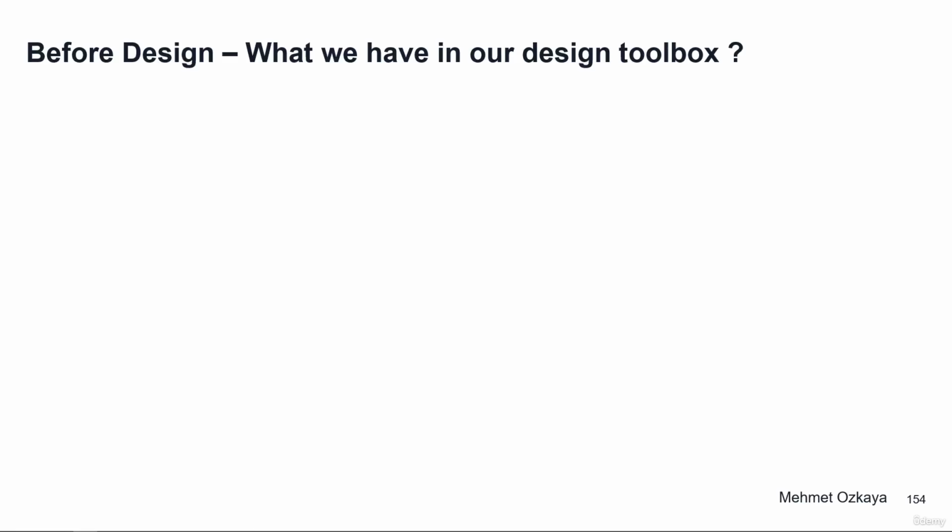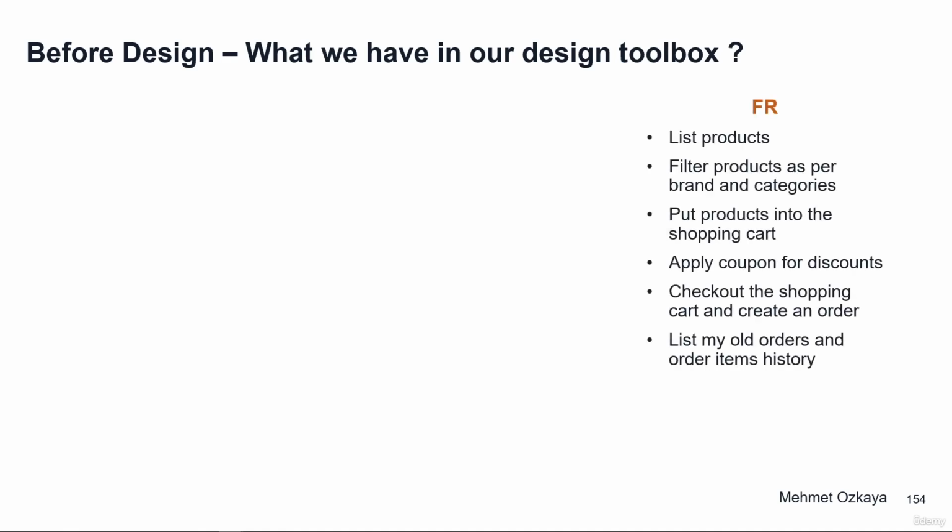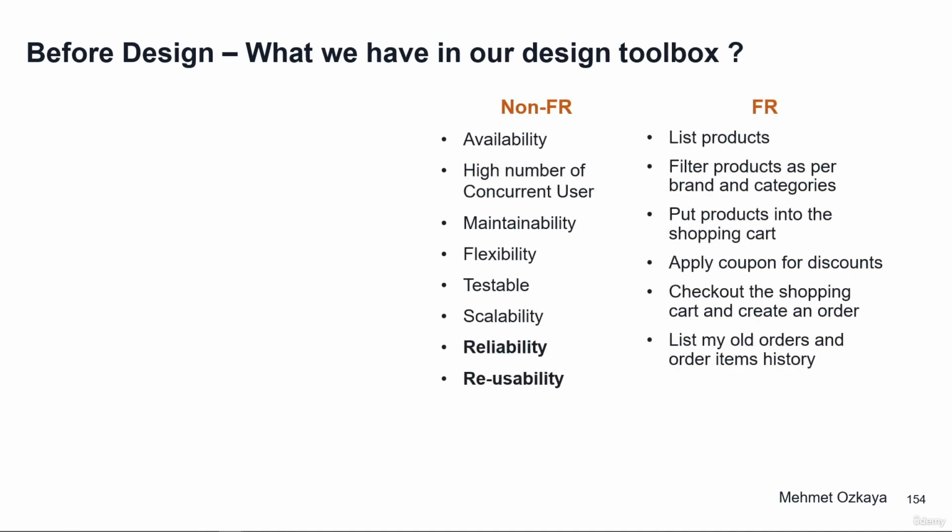In this video, we are going to design the architecture with the modular monolithic architecture using single page applications for separated UIs. That means we will separate front end and back end applications. But before designing our system, we should always ask ourselves what we have in our design toolbox and what we have learned so far. So every time we design our architecture, we should always write down the functional requirements and non-functional requirements.